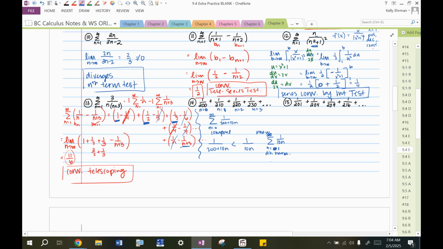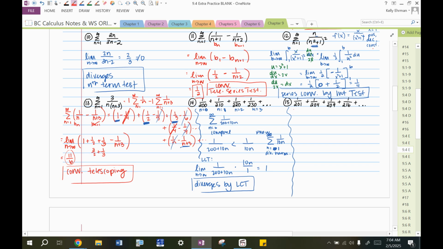All right, and then I need to use LCT because the one on top is diverging. So the limit as n approaches infinity of 1 over 200 plus 10n times 10n over 1. That comes out to 1, which is a number between 0 and infinity. So these two act the same. That means that this series also diverges by LCT. Remember, we knew it should diverge because it is just a general harmonic series, but for some reason we're not allowed to just cite that.